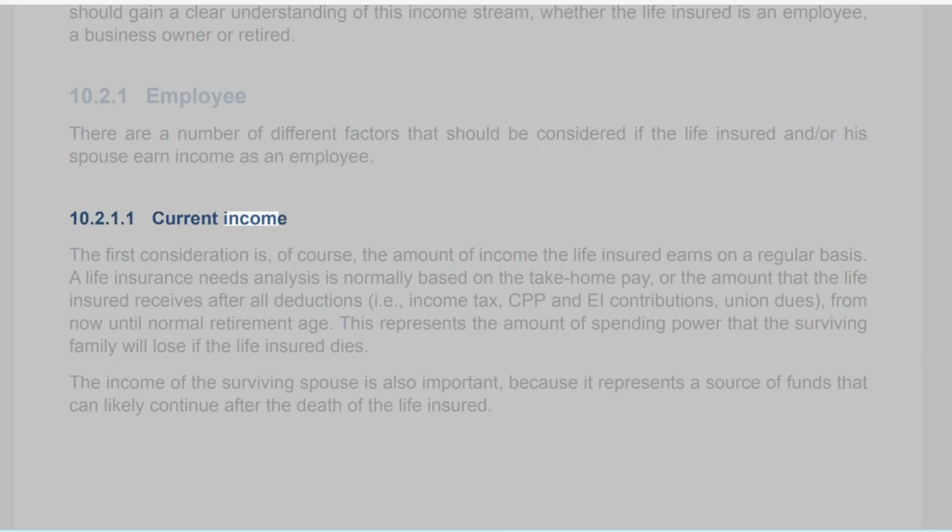10.2.1.1 Current income. The first consideration is, of course, the amount of income the life insured earns on a regular basis. A life insurance needs analysis is normally based on the take-home pay, or the amount that the life insured receives after all deductions, i.e., income tax, CPP and EI contributions, union dues, from now until normal retirement age. This represents the amount of spending power that the surviving family will lose if the life insured dies. The income of the surviving spouse is also important, because it represents a source of funds that can likely continue after the death of the life insured.